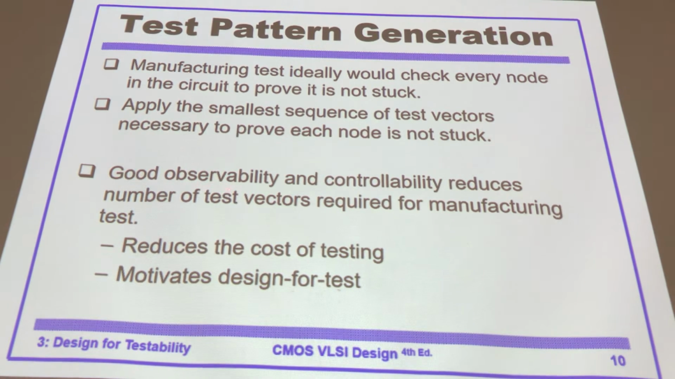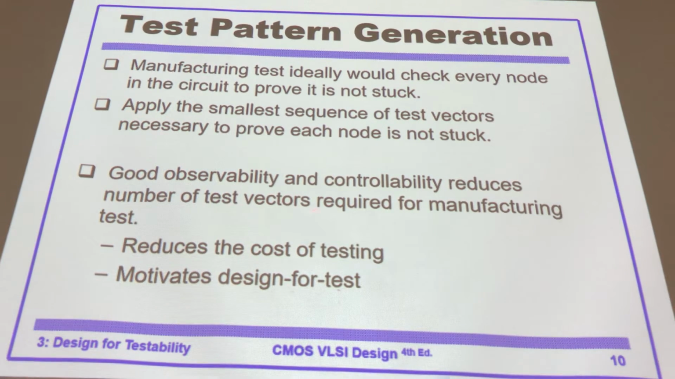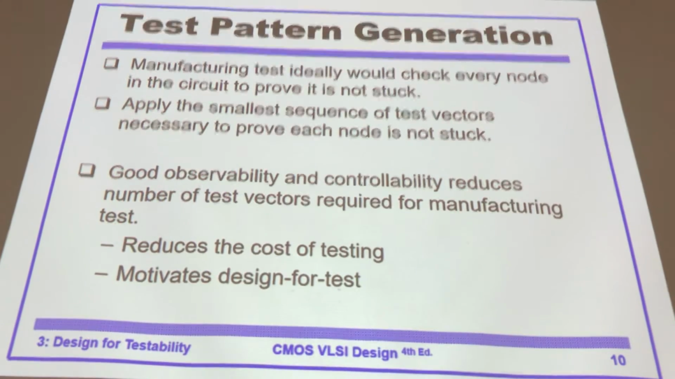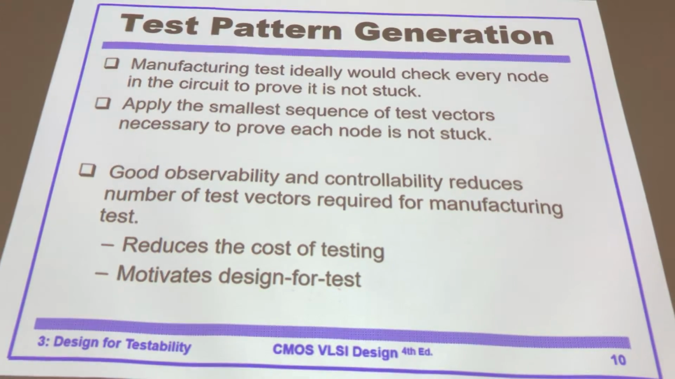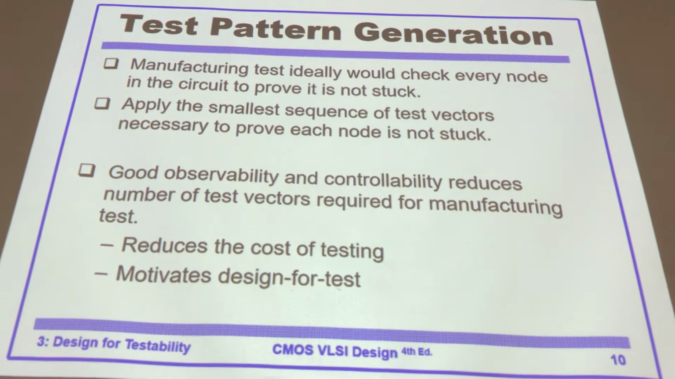Good observability and controllability reduces the number of test vectors required for manufacturing test. It's going to reduce the cost of testing because test time is very expensive, very precious. And later on, we're going to talk about design for test, or design for testability. We can modify the design, adding some more circuits that will help you test your chip.